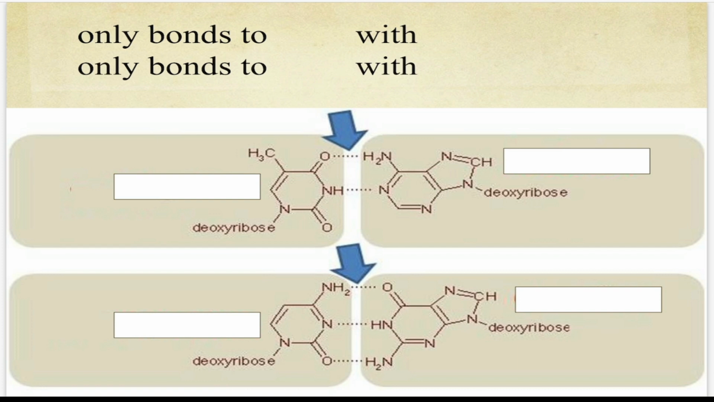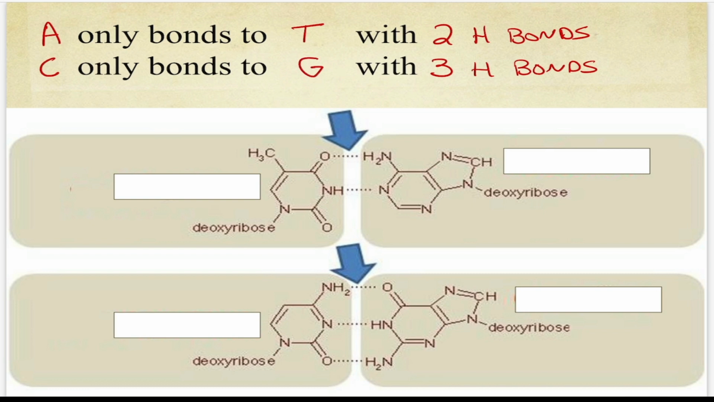So if we look at our bonding rules, and we just sort of clarified this, on the top right here, which two are being bonded? Well, I know this one is a pyrimidine and this one is a purine, but which one is which? Well, I see that there are two bonds between them. So I know there's one of them that bonds with 2 H bonds and one of them that bonds with 3 H bonds. Which is which? Well, A binds with T with 2 bonds, and C binds with G with 3 bonds.